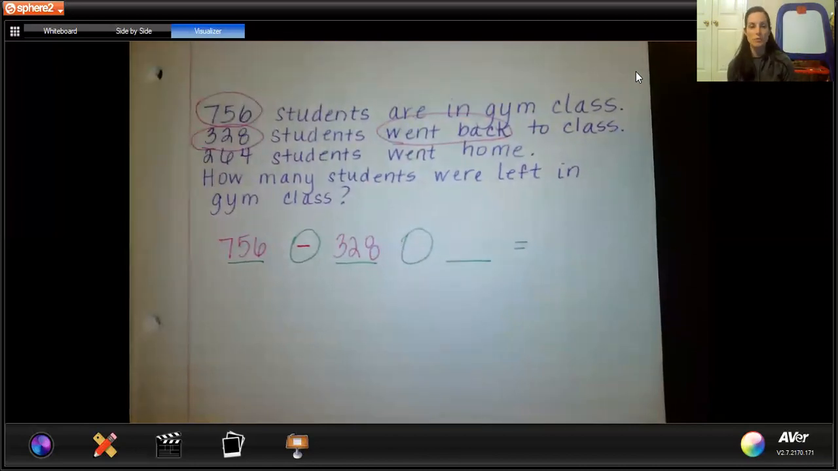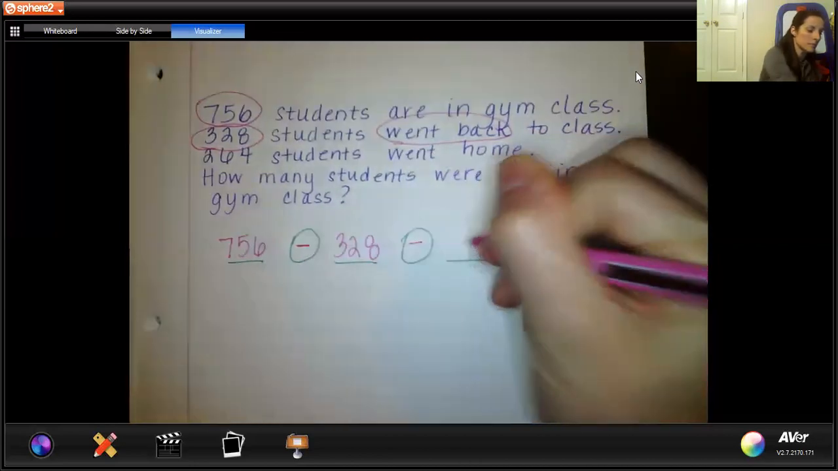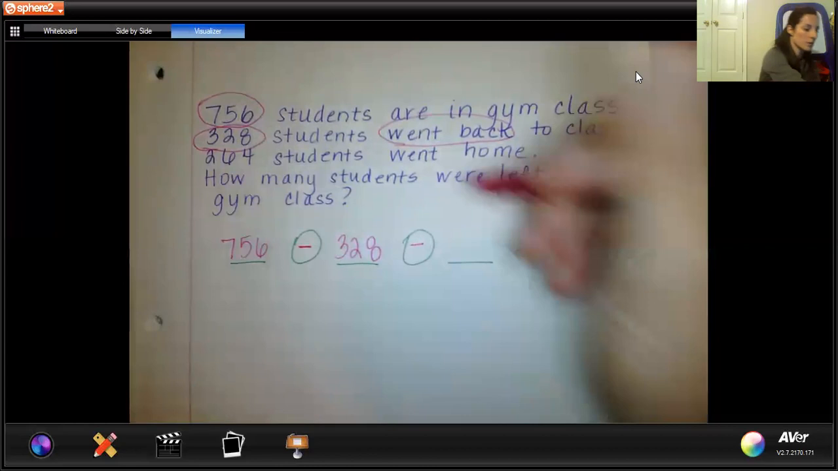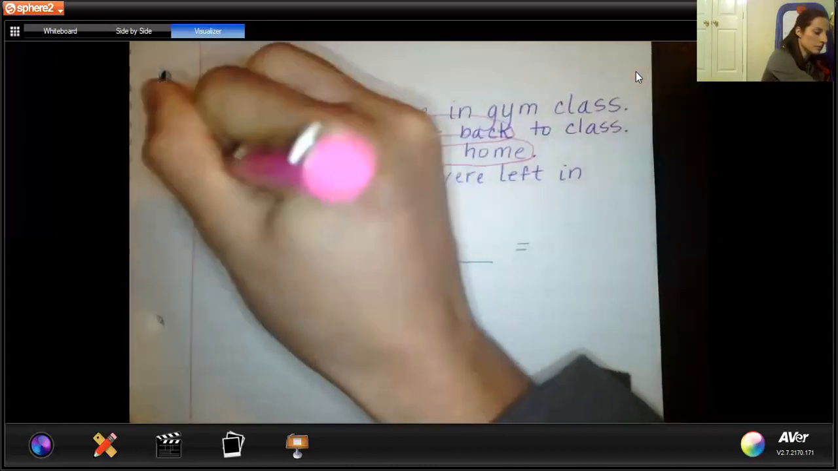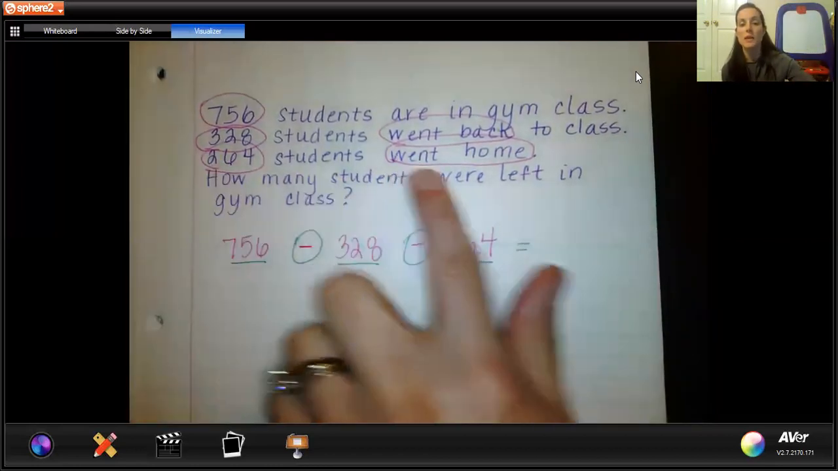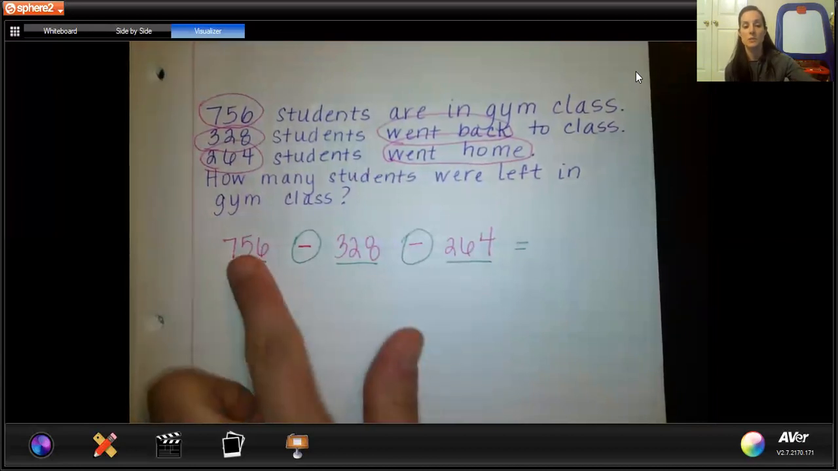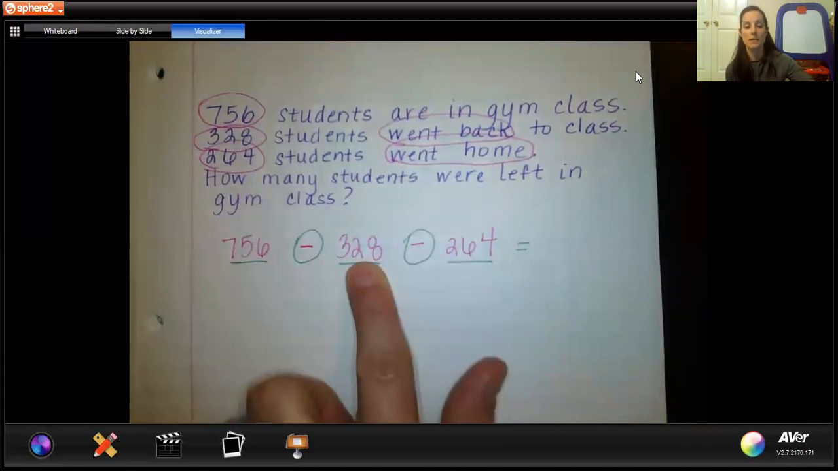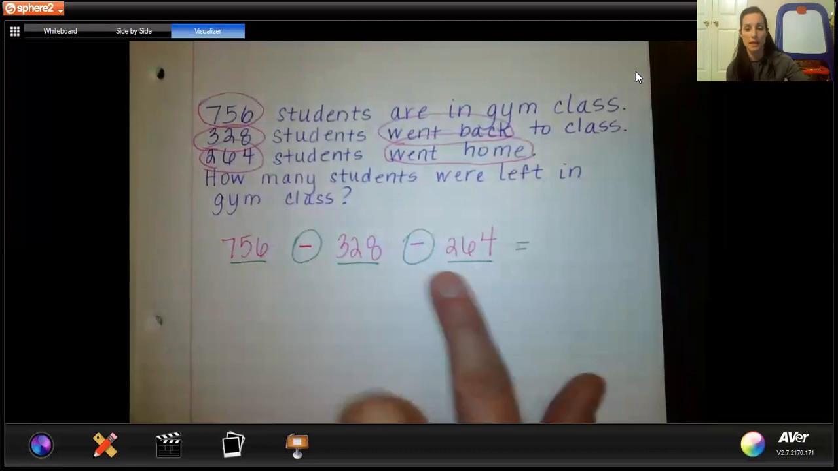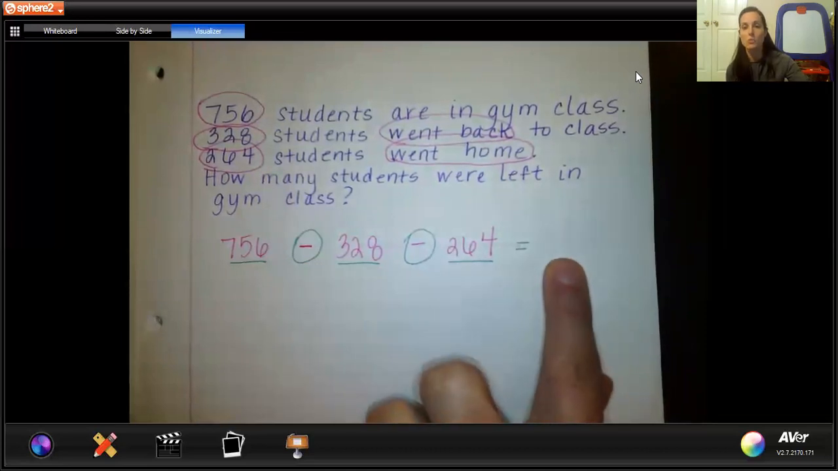Now we still have some more information. 264 students went home. That means that they're no longer in gym class. That means we're going to subtract again. We are going to subtract this number because that's how many went home. So how many students were left in the gym class? Okay, so this is what we're starting off with. This is how many went back to class, and this is how many went home. So we have analyzed our problem. Now we've made a plan. Here's our number sentence. And now we need to solve our problem.